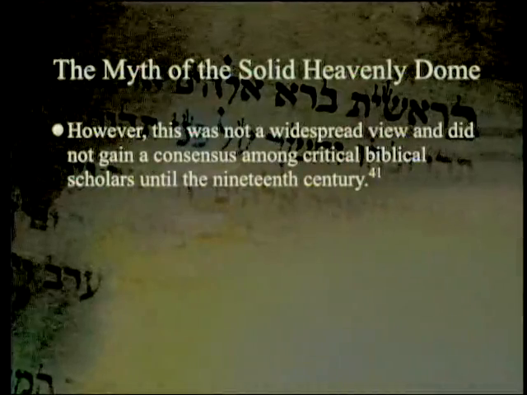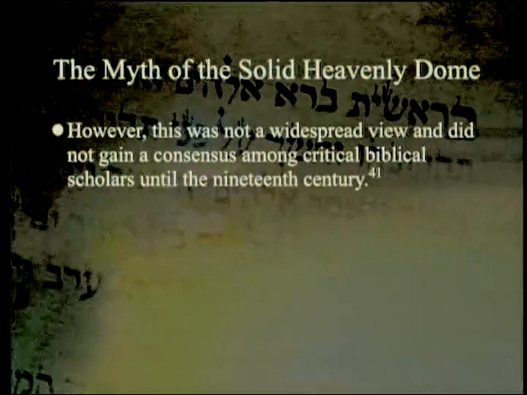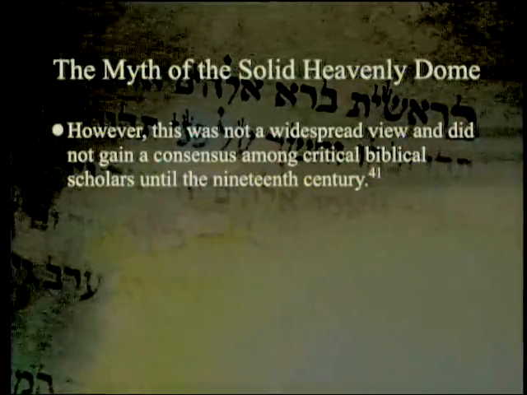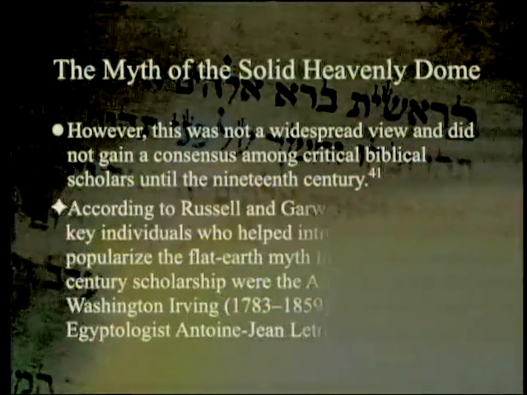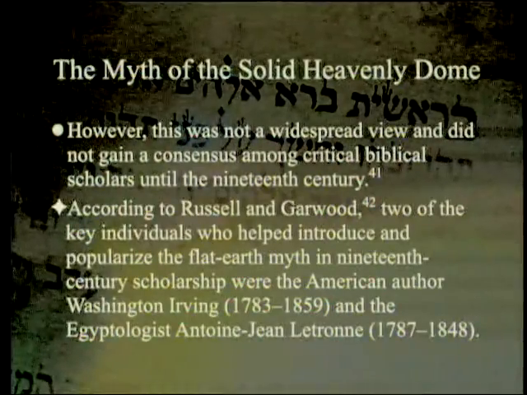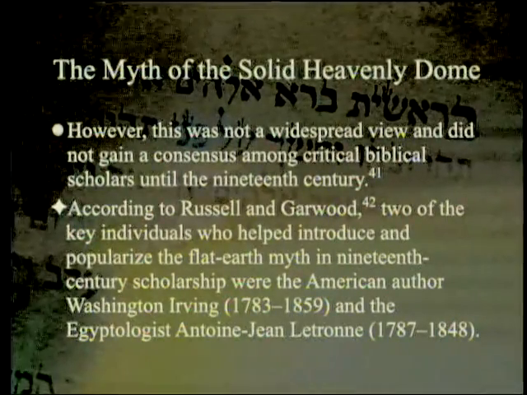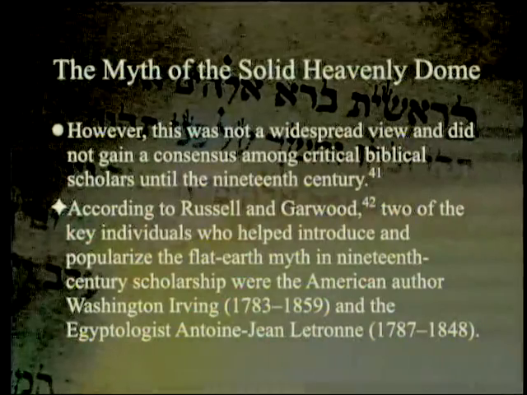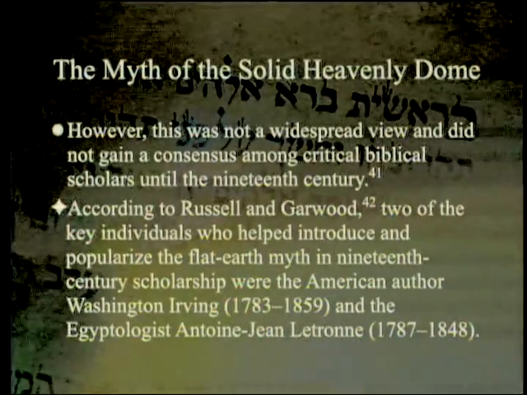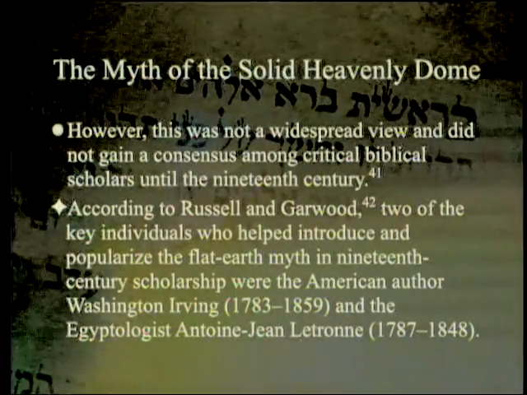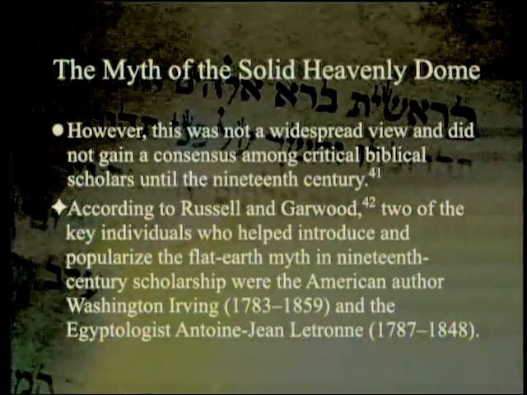However, this was not a widespread view and did not gain a consensus among critical biblical scholars until the 19th century. According to Russell and Garwood, two of the key individuals who helped introduce and popularize the flat earth myth in the 19th century scholarship were the American author Washington Irving and the Egyptologist Antoine-Jean Letronne.